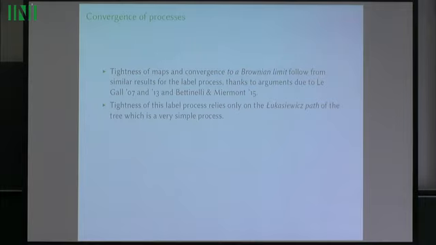And so this gives you tightness of maps, and if you want convergence, say, to the Brownian map, you need to show that the label process converges to the head of the snake, the Brownian snake. And for this, what you look at are just finite dimensional marginals. And here you need the finite dimensional marginals of the height process. So here you need to show that the height process converges to a Brownian excursion, but only in the weak sense of finite dimensional marginals. So really the point is you don't need tightness of the height process.